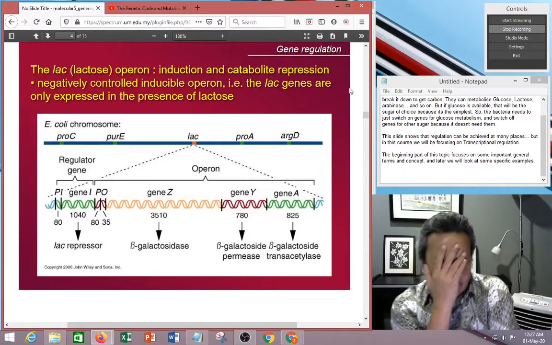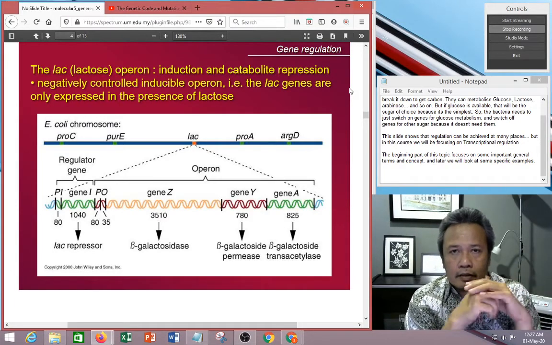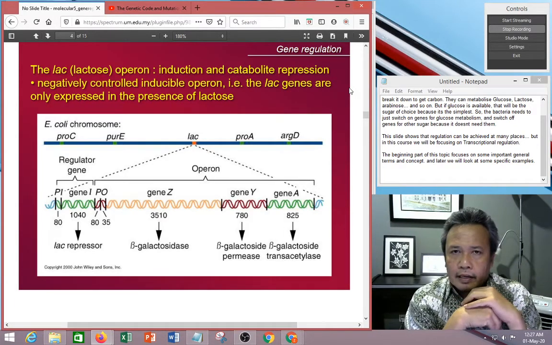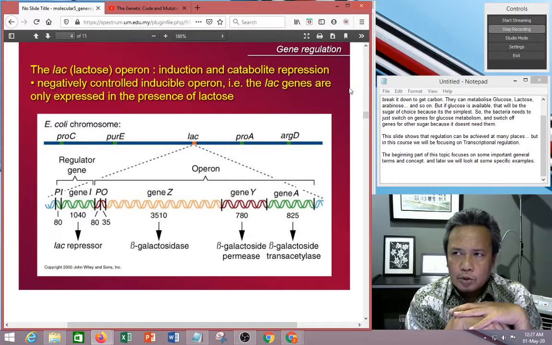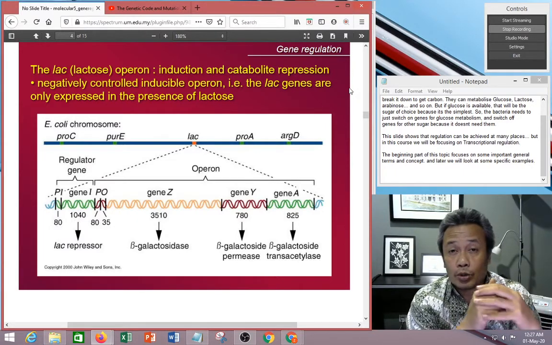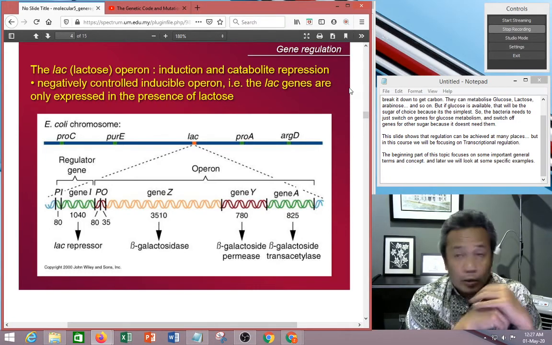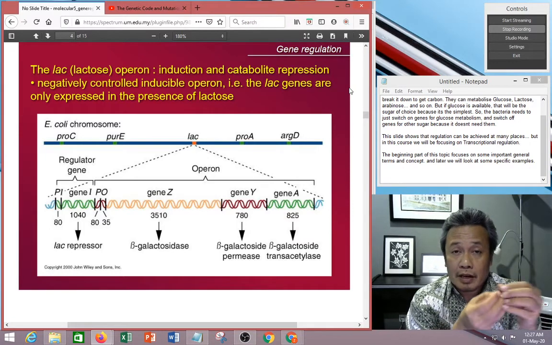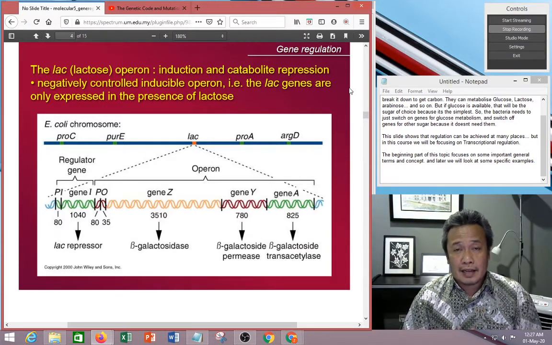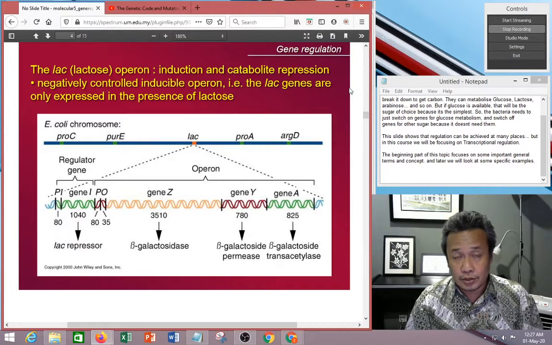Hello again. I mentioned earlier that a bacteria has genes that can be used to metabolize different forms of sugar. So it has genes to metabolize glucose, it has genes to metabolize lactose, and so on. When glucose is absent, when glucose is not present, then this will be the time that it looks for other sources of sugar in order for it to get carbon.